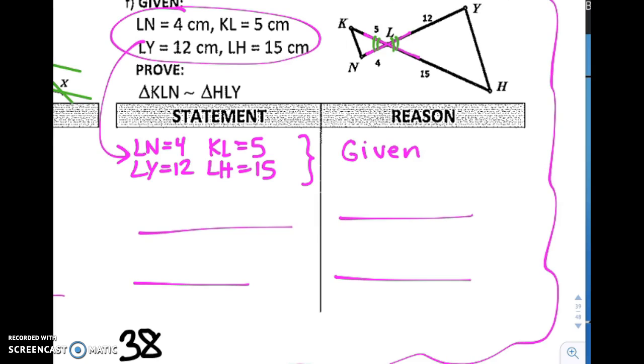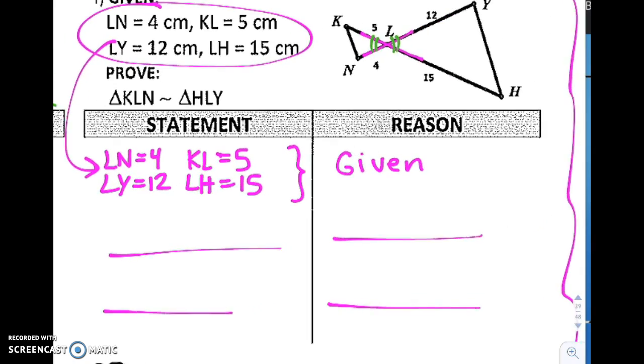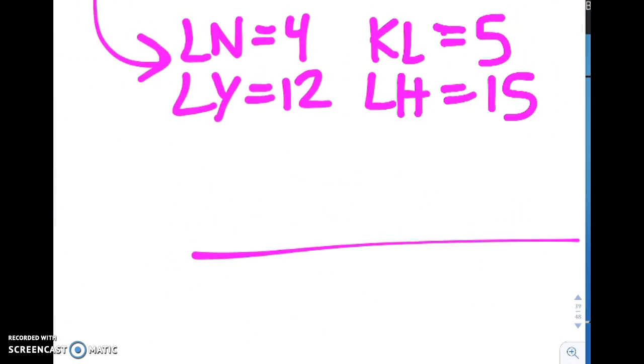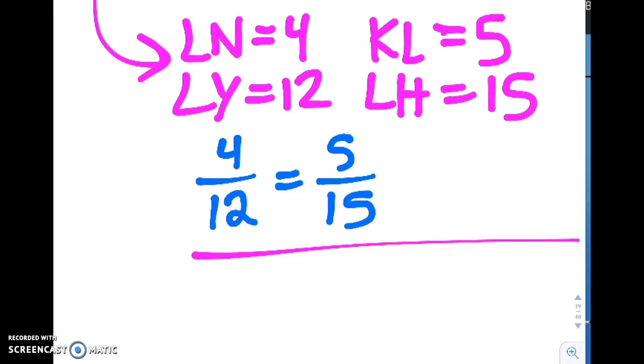Okay, and this one's a little bit different. Angle seems to be easier because you don't have to find out any proportions. When you have sides, you do have to find out the proportions. So I wrote the given information down again. Now, before we get into anything else, we have to prove something about that. We have to prove that 4 is to 12 as 5 is to 15. So 4 is to 12 as 5 is to 15.